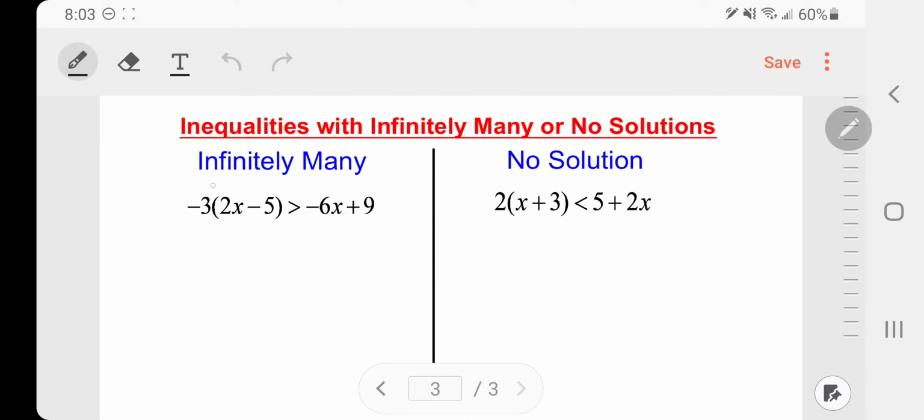They're very similar to when we solved equations, and how we had infinite and no solutions to equations as well. All right, so I'm going to start by solving this. Let's go ahead and distribute. The first thing I'm going to do, I get negative 6x plus 15 is greater than negative 6x plus 9.